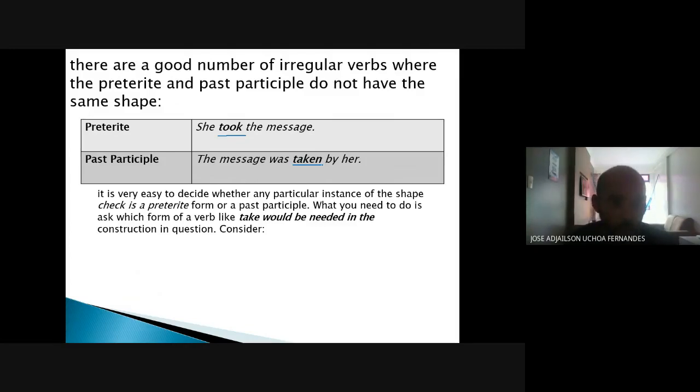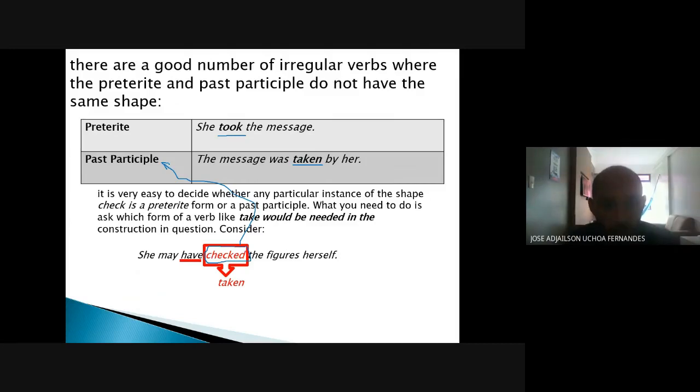What you need to do is ask which form of a verb like take would be needed in the construction in question. Just consider this. She may have checked the figures herself. Is this preterite or participle? Well, let's see. Let's use an irregular verb instead. Because check, checked, checked, it's regular, so we have a coincidence between preterite and past participle. Let's put a verb to take, which is an irregular verb, instead in the sentence. She may have taken. So this is a case of participle.